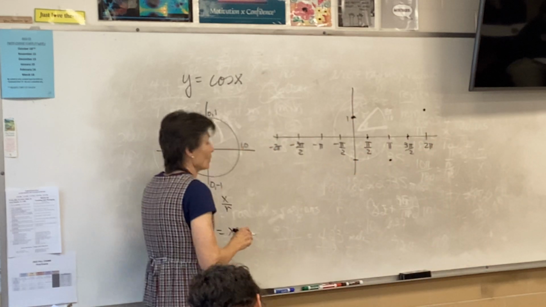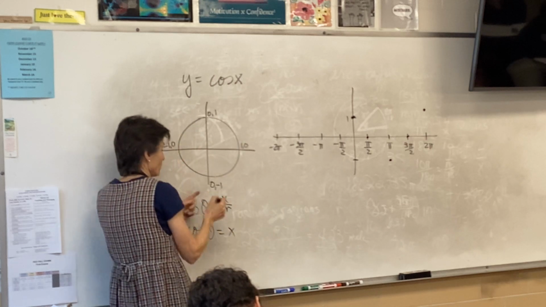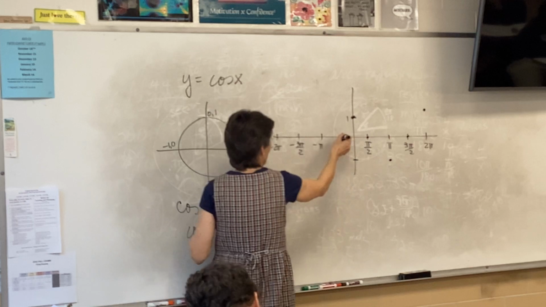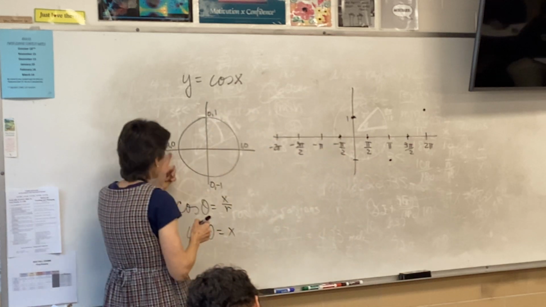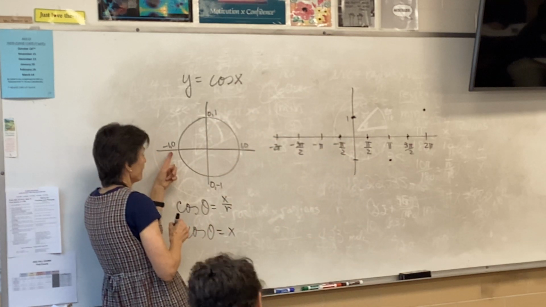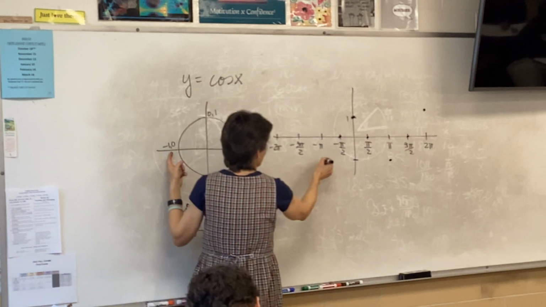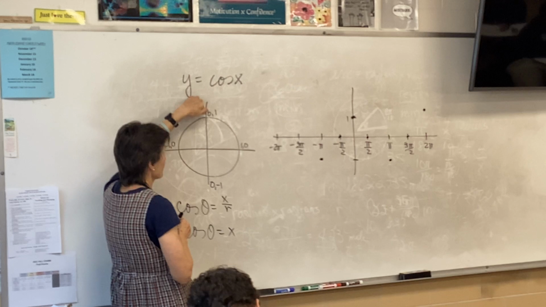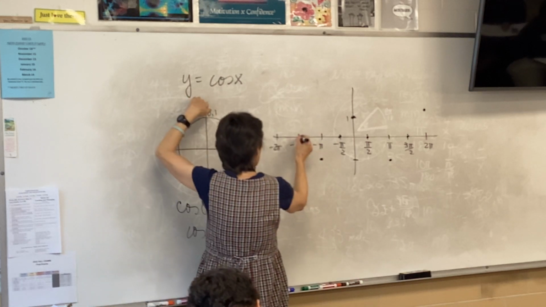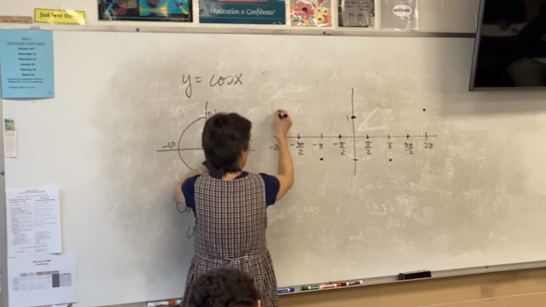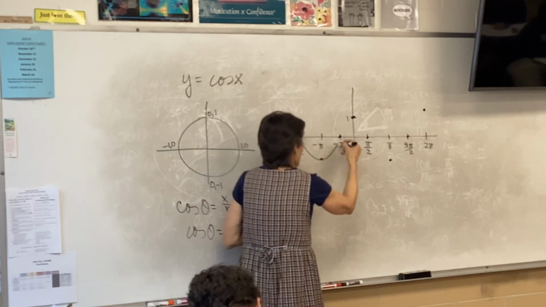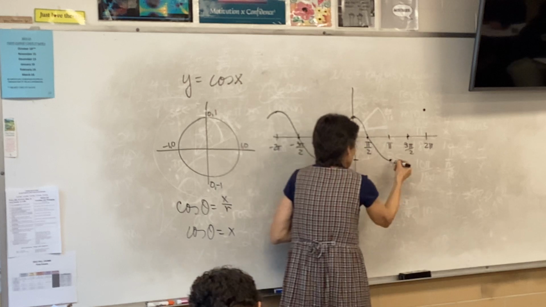All right, let's go backwards. What about negative pi over 2? What's the cosine? 0. What about negative pi? What's the cosine? -1. How about negative 3 pi over 2? What's the cosine? 0 again. And then at -2 pi, I'm right back to 0. So I'm going to connect these dots with a nice, smooth curve.